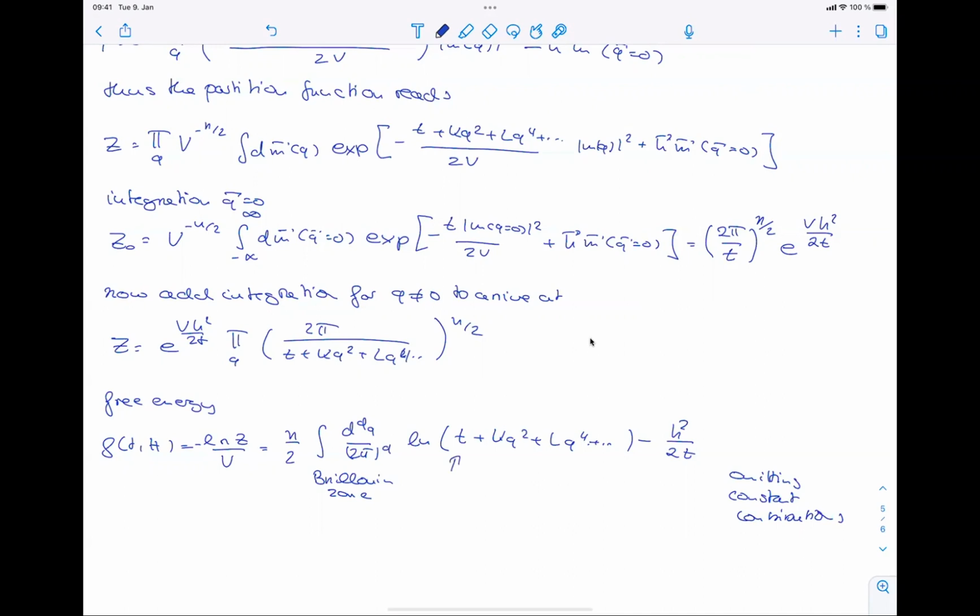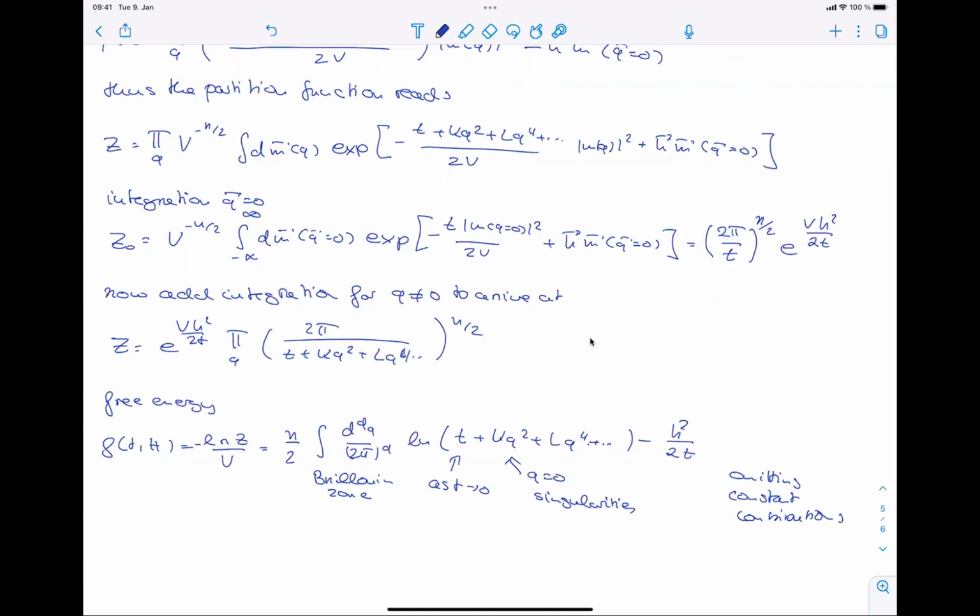As we approach criticality, t goes to 0. But the strongest contribution is really as Q goes to 0, we get singularities here, right? Because the logarithm goes to minus infinity. So the contributions around small Q are the ones that are dominating our free energy.